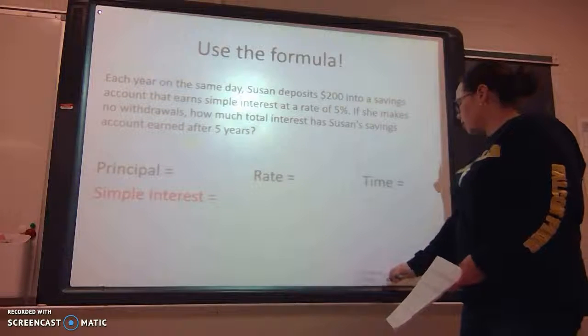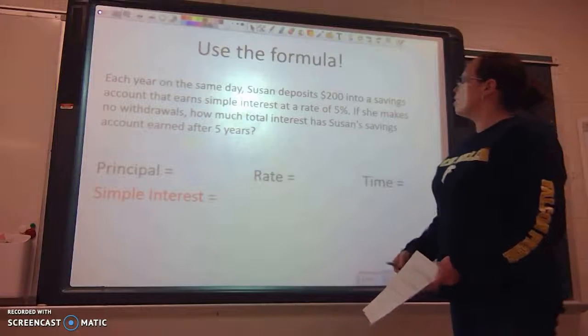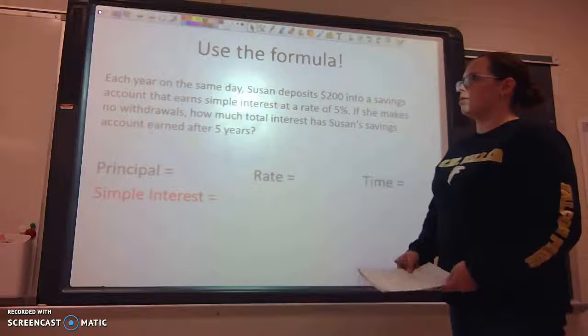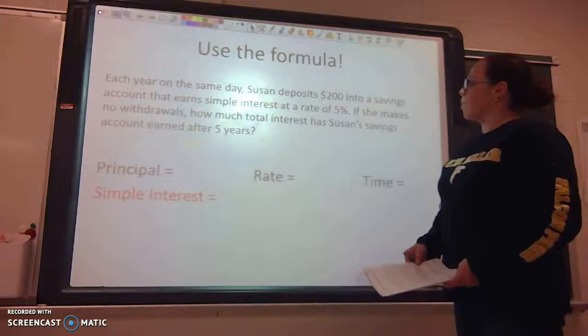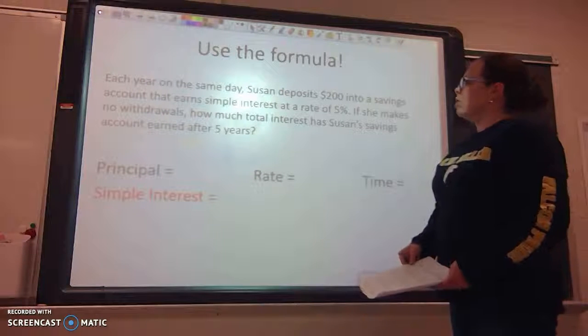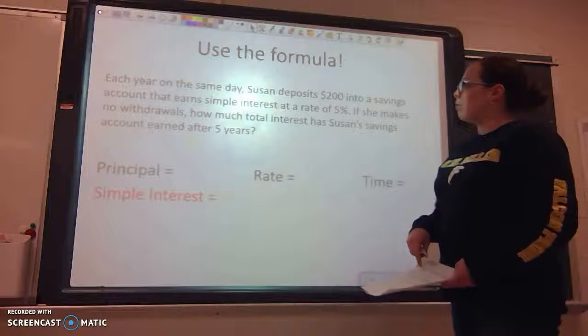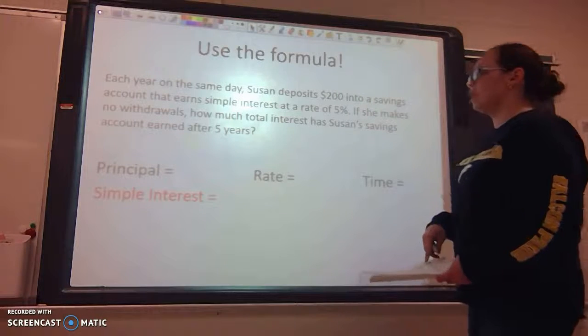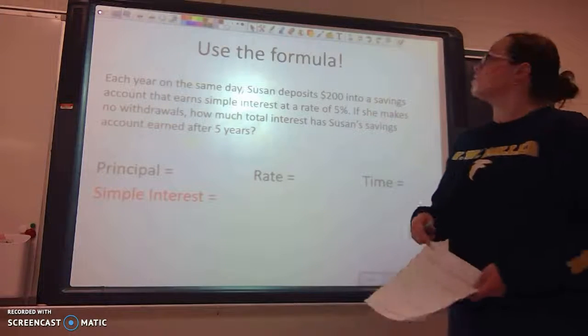Each year on the same day, Susan deposits $200 into a savings account that earns simple interest at a rate of 5%. If she makes no withdrawals, so she's not taking any money out, how much total interest has Susan's savings account earned after 5 years?